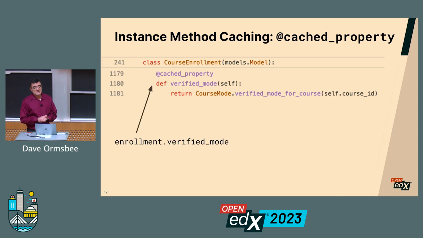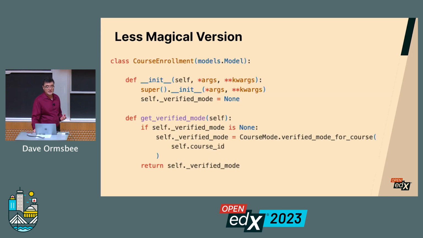So what happens is if you put cached_property over one of your methods, you can call it as if it was an attribute. The first time it's called, it'll do the expensive computation, actually run the method. All subsequent times, it'll just go and use the cached value. Now, there's nothing particularly magical about that. You can do the equivalent thing in your own code.